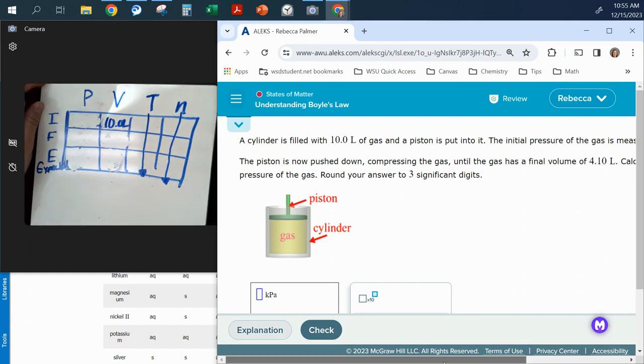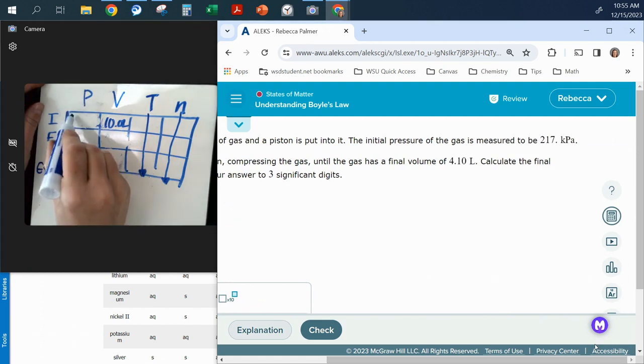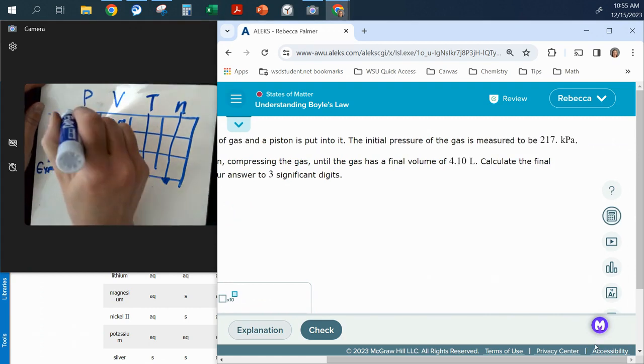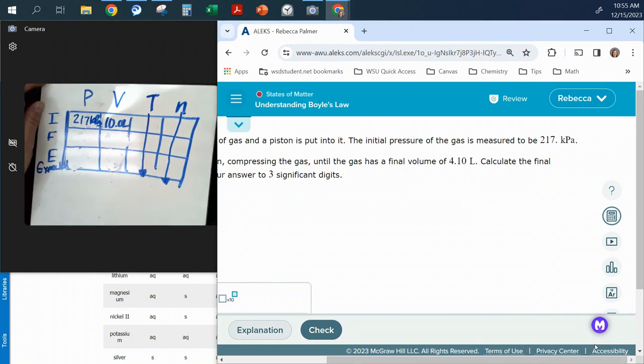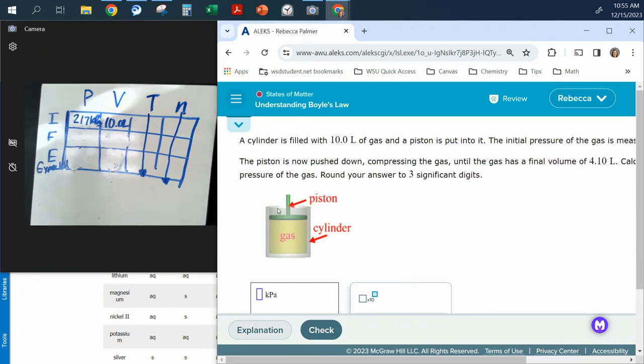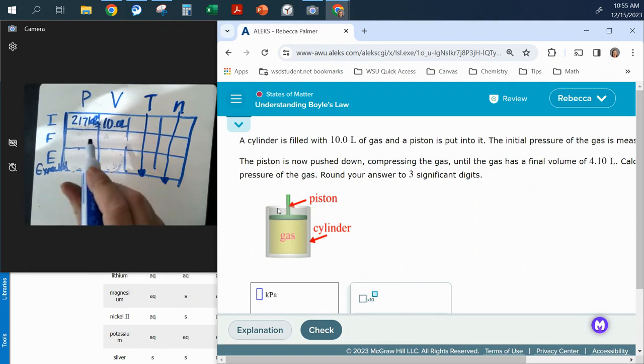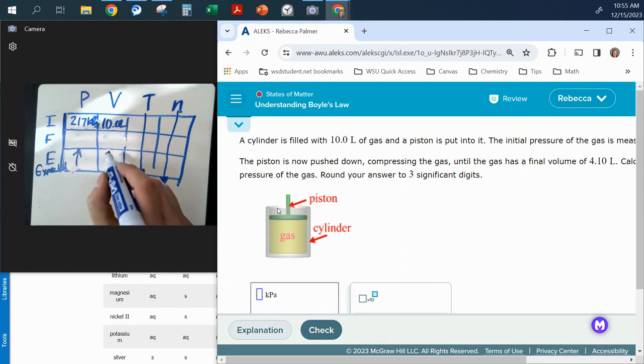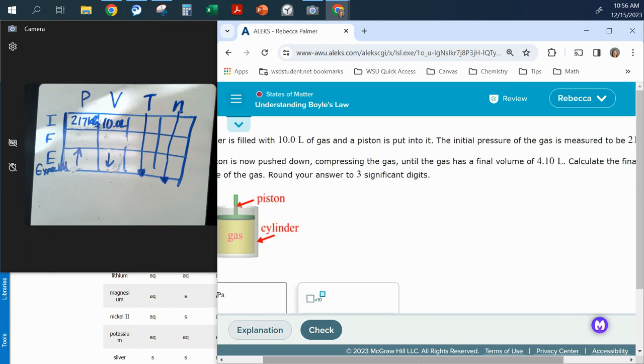And the initial pressure of the gas is 217 kPa. It says we push the piston down, so we're gonna smash the piston. So think about, have you ever held an empty syringe on your thumb and you push it down? What happens to the pressure? So we should expect that this one, the pressure should go up if our volume is going down. So this is, we're supposed to be trying to build an intuition about what's happening. So if we are decreasing the volume, our pressure should go up.